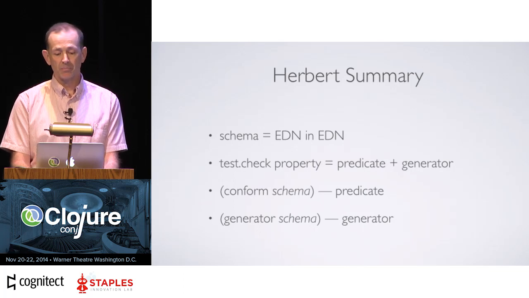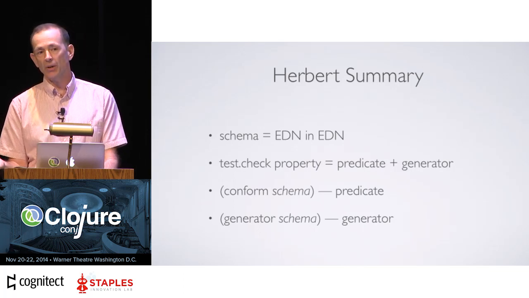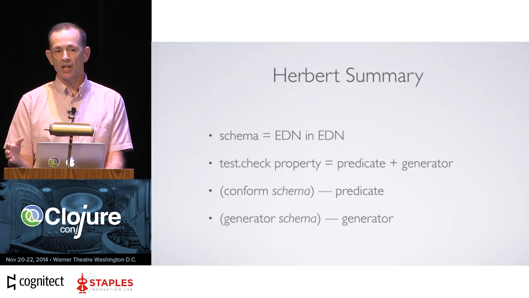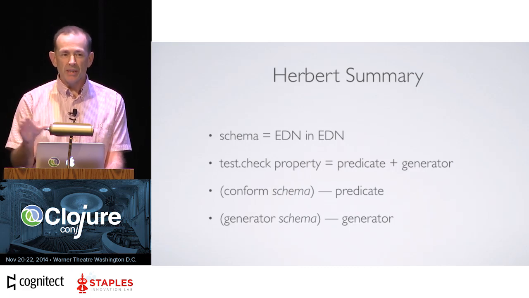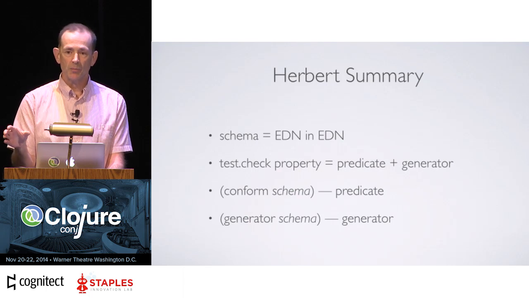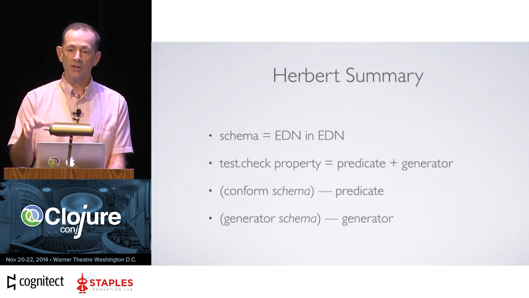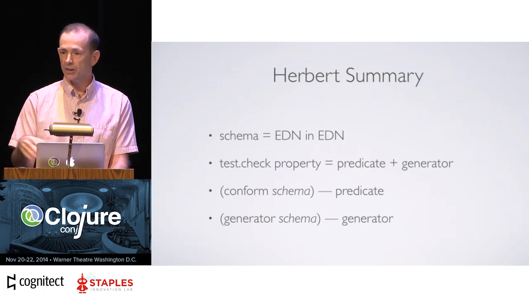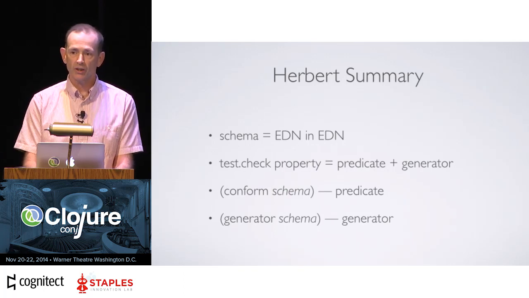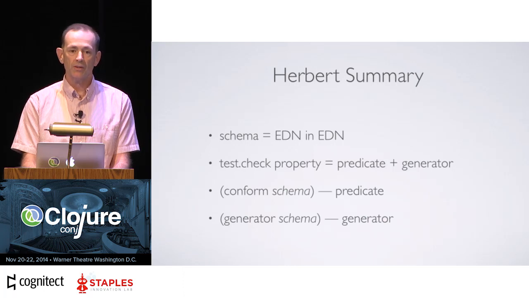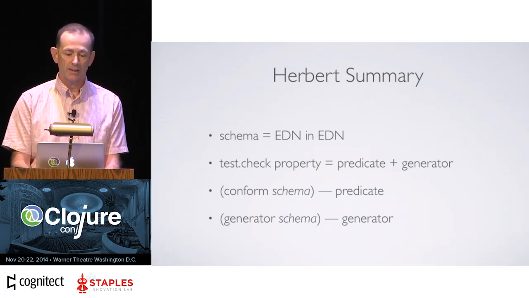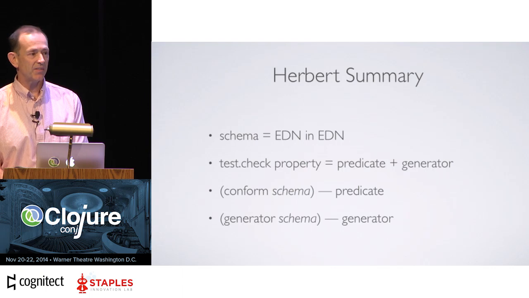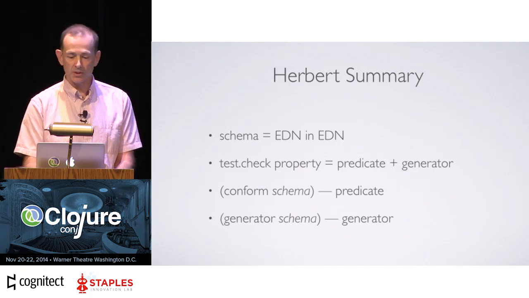Or maybe as part of your generator, it's easy enough to take bits and pieces of that generator and use a Herbert schema to express that. It might be simpler, but then you have to call some other generators. The Herbert generators are just regular test.check generators, so they can play with all the other combinators that you have in test.check. And so I hope you can take advantage of Herbert schemas and use them in your testing.